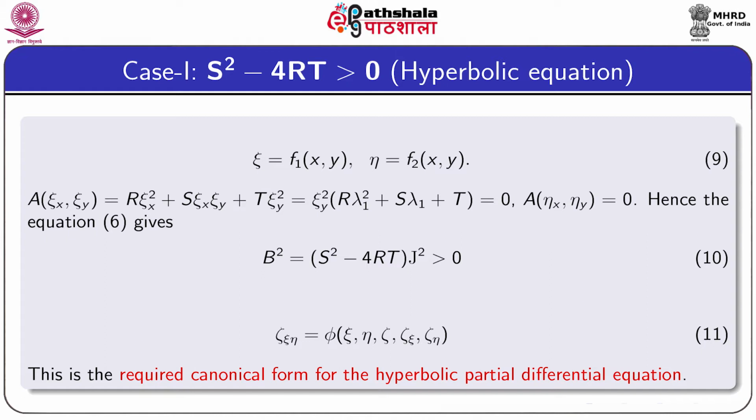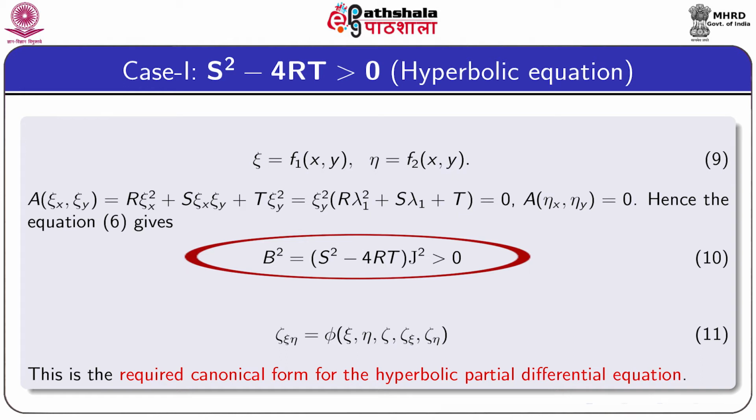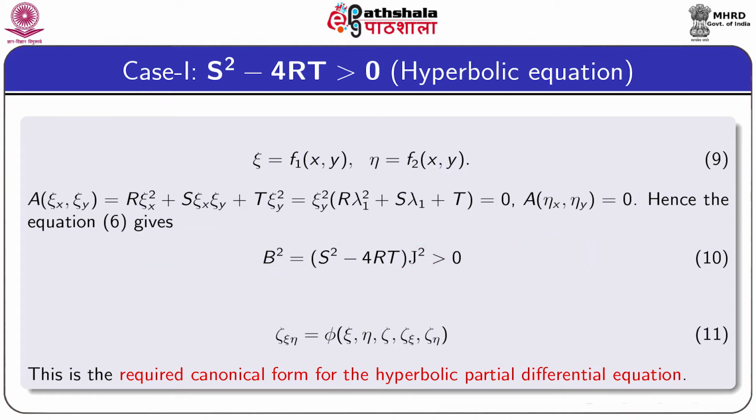Since s square minus 4 rt is greater than 0, we get B square is greater than 0, and if we use this, we get the equation zeta xi eta equals phi of xi, eta, zeta, zeta xi, zeta eta, and this is our required canonical form for the hyperbolic partial differential equation. And equation 11 can be obtained from equation 4. So, for a hyperbolic linear differential equation, this is the canonical form or the standard form.